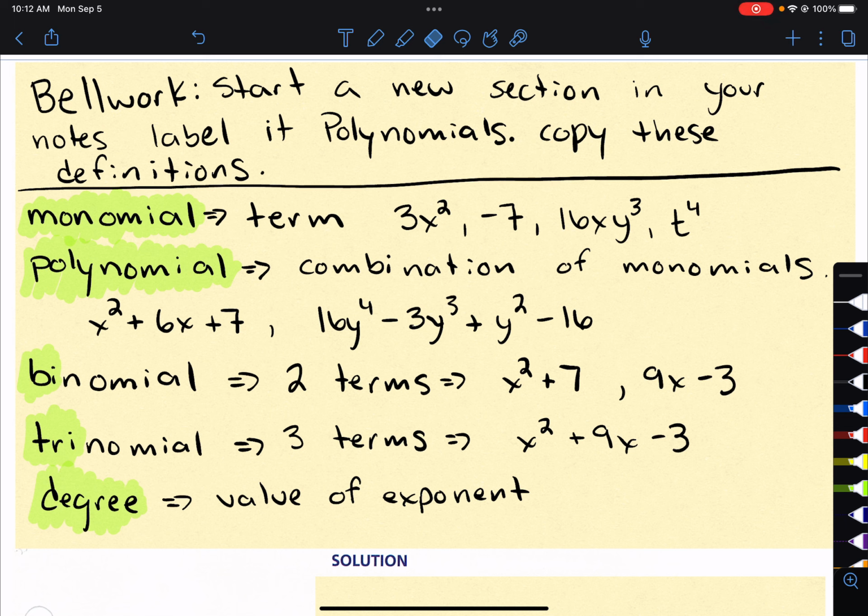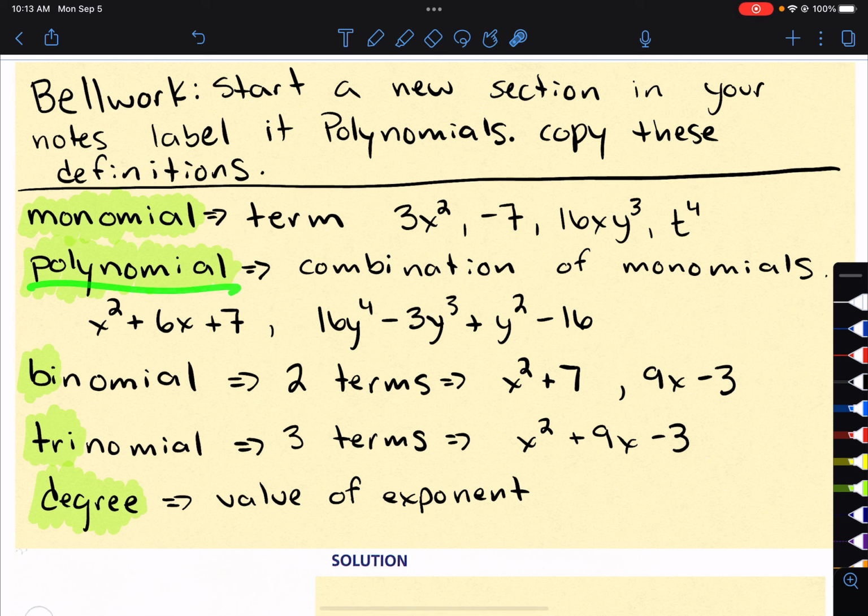All right, so these definitions, monomial, this first one. A monomial is just another word for a term. So like 3x squared is a monomial. Mono means single, means one, right? So 3x squared is a monomial. -7 is a monomial. 16xy cubed is a monomial. And t to the fourth is a monomial. Even though this has a 16, an x, and a y cubed, they're all being multiplied together, so it's one term or it's a monomial, okay?